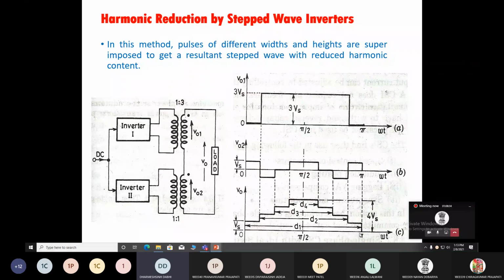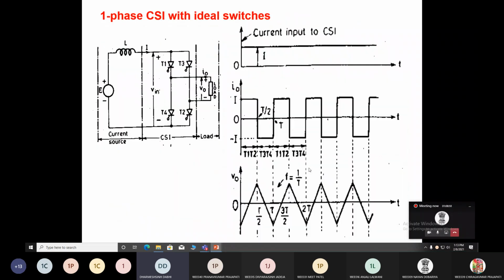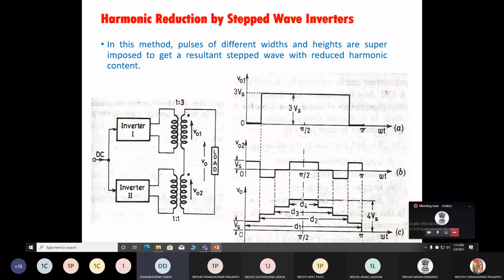It means your output contains very few harmonics, particularly the lower order harmonics. So again, by this method, you can reduce the harmonics to a very low value. But again, the problem is that it requires extra inverters and transformers. But in this case, you can reduce the harmonics to a very low value. So these are the three methods by which you can reduce the harmonics without a filter circuit.